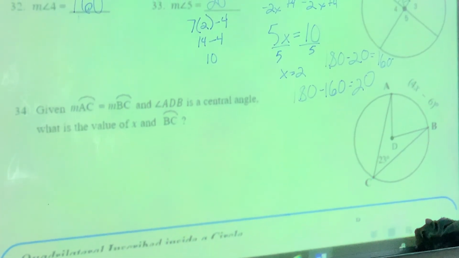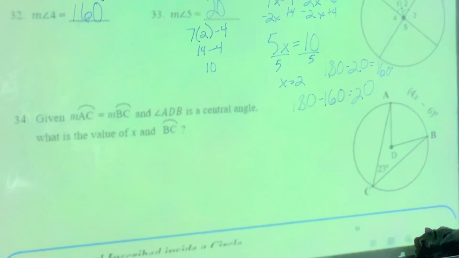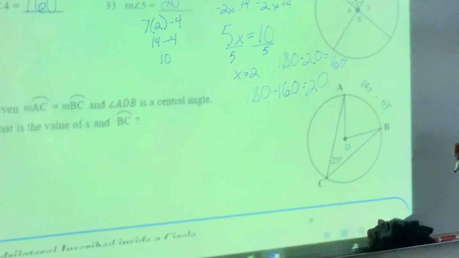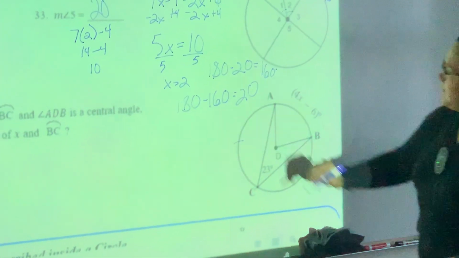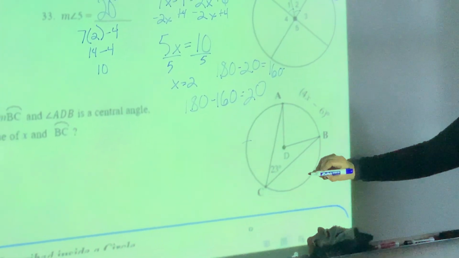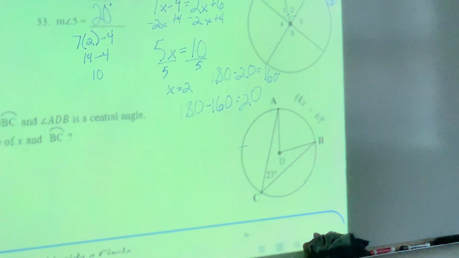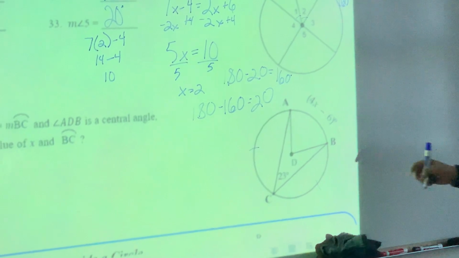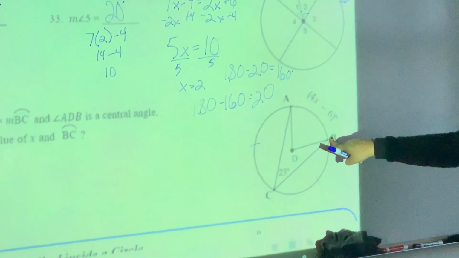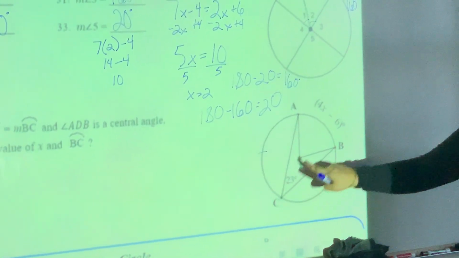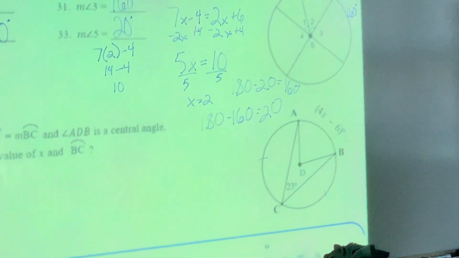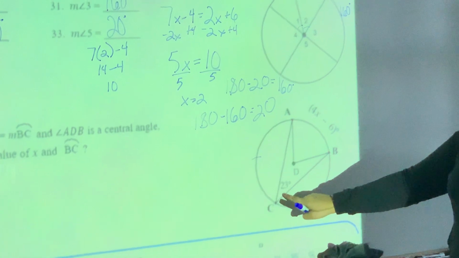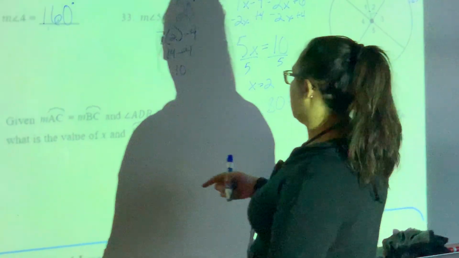Alrighty, so now number 34: given that the measure of arc AC equals the measure of arc BC and angle ADB is a central angle, what is the value of x and BC? So we know that AC is equal to BC, and then ADB, this is the central angle right here, and this one's the inscribed angle. So we know that 1/2 of the arc equals that, so we can start there.